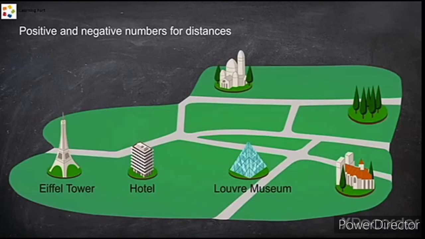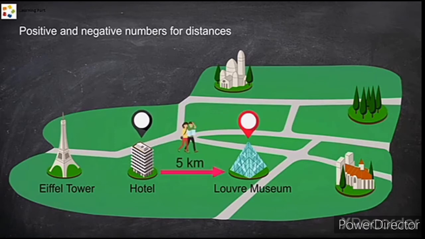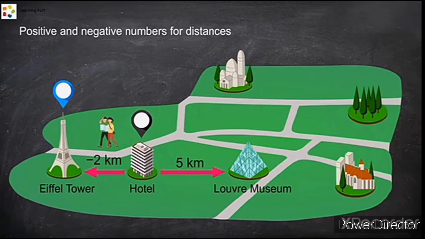Instead of using the terms going right or going left to give directions, we can use positive or negative numbers to indicate directions. For example, we can say, the Louvre Museum is 5 kilometers from the hotel, and the Eiffel Tower is negative 2 kilometers from the hotel in the opposite direction.